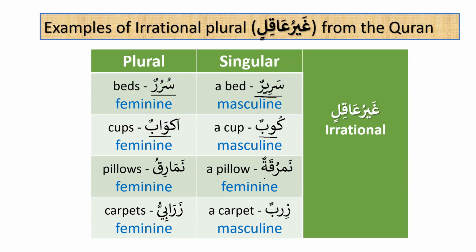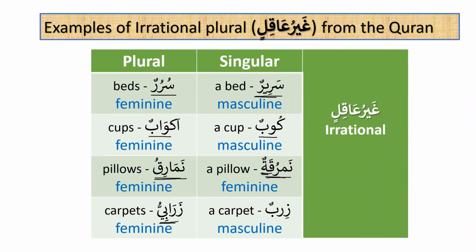Similarly, we have namruqatun. It is feminine, and the plural will also remain feminine. But look at the pattern. It is namariqu. In the beginning of the lesson, I told you that a word that comes on the pattern of mafa'ilu is mamnu min as-sarf. I gave you 2 very, very important patterns, mafa'ilu and mafa'ilu. If you are able to memorize these 2 patterns, your understanding of the Arabic will increase a lot. So we have namariqu, it is on the pattern of mafa'ilu. Both of them are feminine. Why are they feminine? It ends with ta marbuta. And why is it feminine? Because it is the plural of ghayru aqil. And then we have zirbun, which is a carpet, which is masculine, and zarabiyu is carpets, and it is feminine. Why is it feminine? Because it is the plural of ghayru aqil.